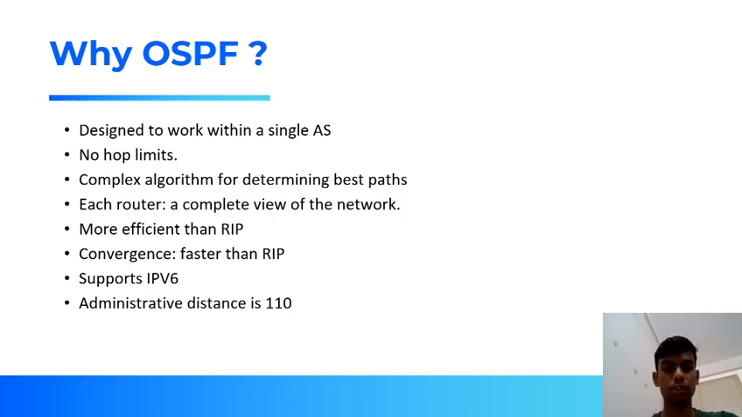The administrative distance of OSPF is less compared to RIP. If you take RIP, it is 120, and for OSPF, it is 110. So when administrative distance is compared to find the best path, OSPF stands better than RIP. And OSPF also supports the IPv6 protocol, and it has a faster convergence than RIP.